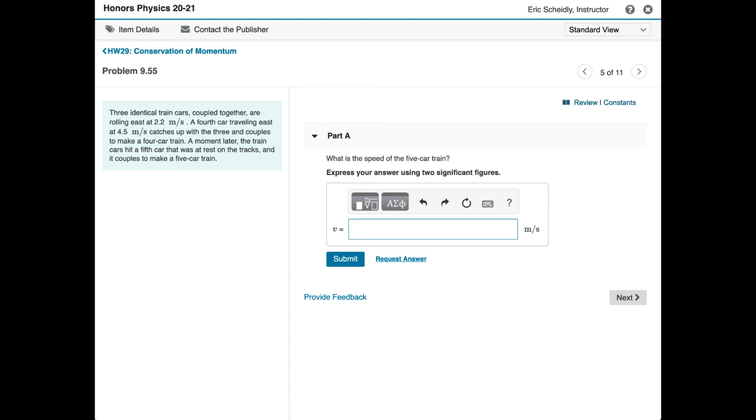Well, what I have is objects colliding and sticking together. So, strangely enough, I don't have the right equations for this one.